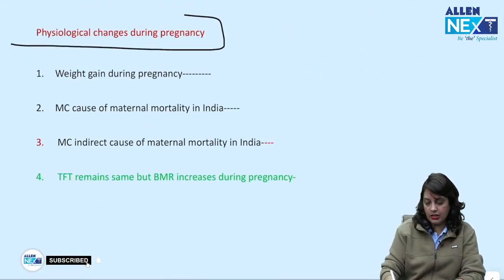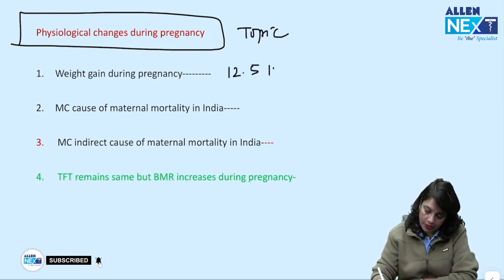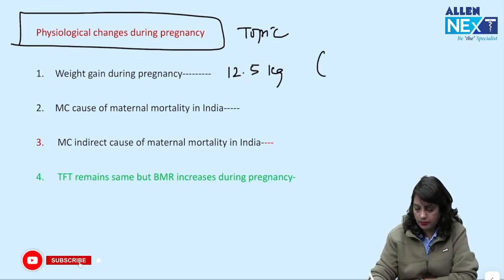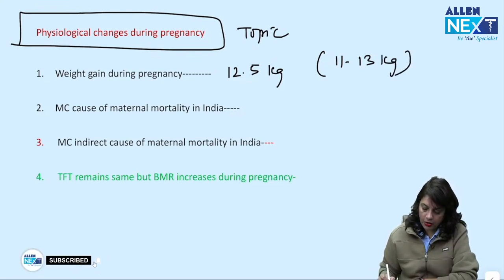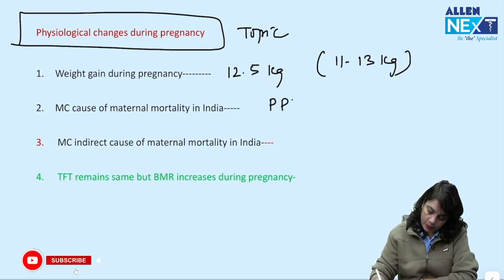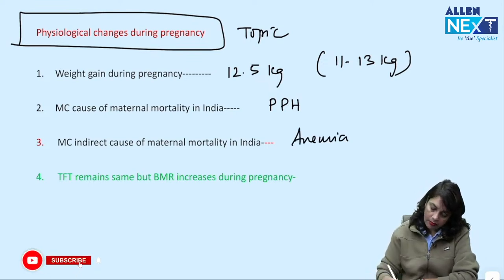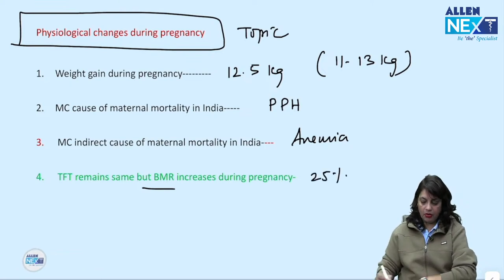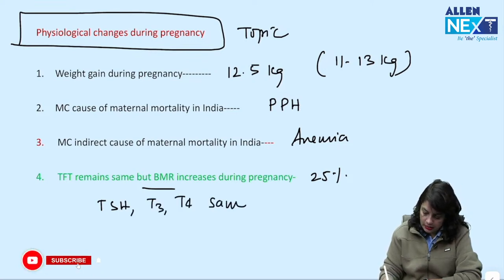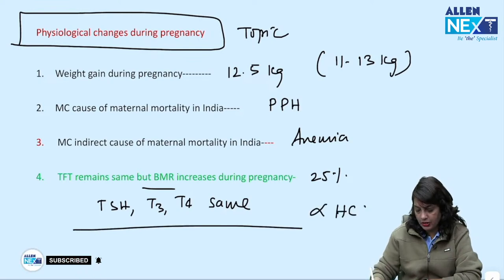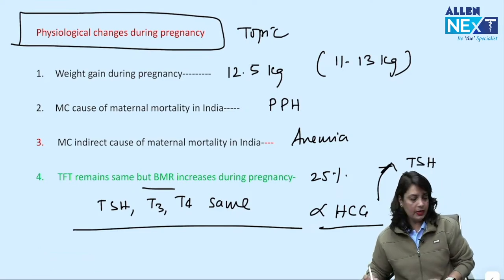Next, physiological changes during pregnancy. Next topic. Weight gain during pregnancy according to Williams 12.5 kg. Otherwise you can mark 11 to 13 kgs. Most common cause for maternal mortality in India is postpartum hemorrhage. Most common indirect cause for maternal mortality, anemia. BMR increases in pregnancy 25%, although TSH, T3 and T4 remain the same. It is the alpha subunit of HCG that behaves like TSH because it is structurally and functionally similar to TSH.